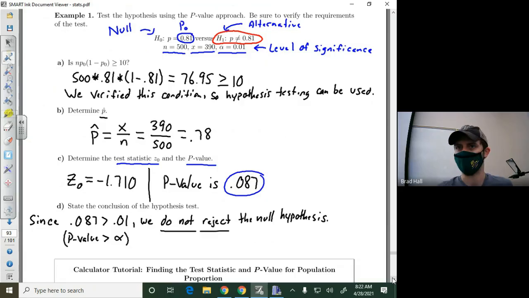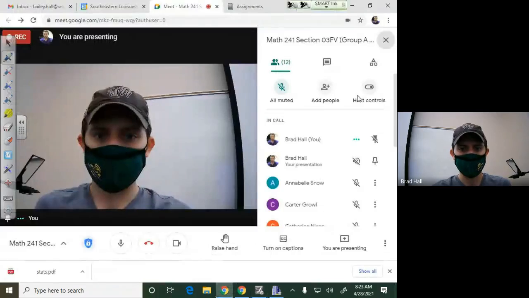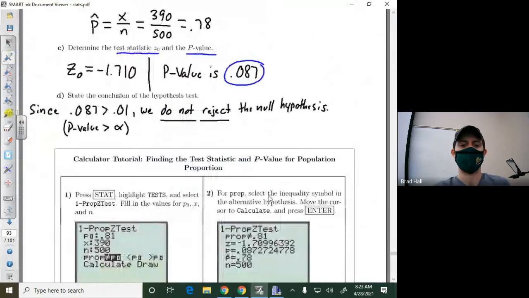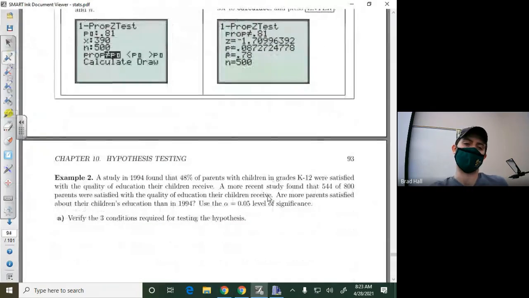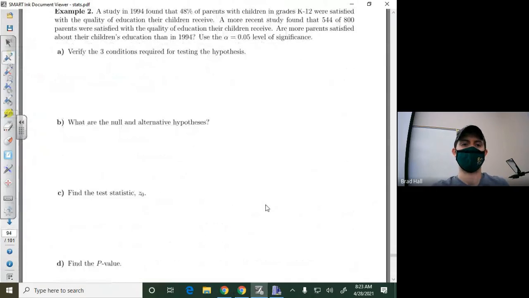Does anyone have any questions before we look at the next example? If not, let's move on to a similar problem, but a word problem now.